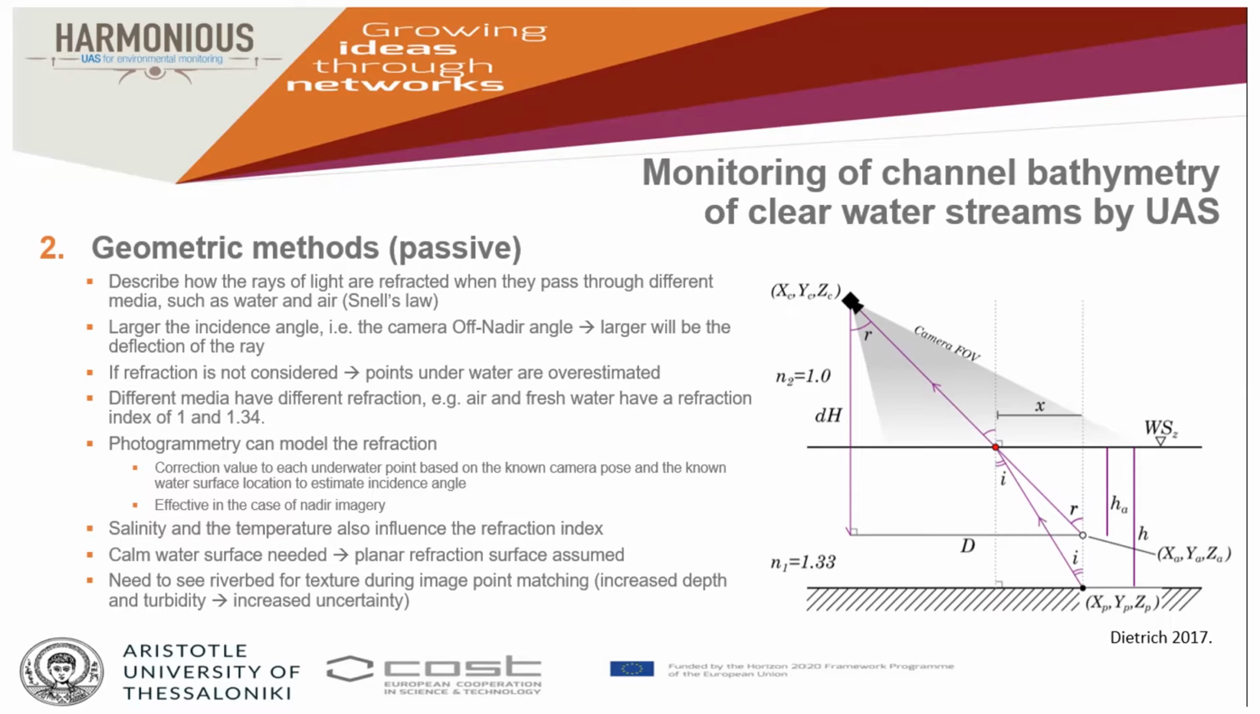And in the geometric way, based on imagery, we have to see the riverbed texture for the image point matching. So if we increase the turbidity and the sediment load, it will cause increased uncertainty. But in smaller river reaches, in smaller meandering rivers and smaller braided rivers, it can be a nice tool that cannot be done at this resolution by the traditional survey methods. Of course, it can be done by LiDAR, but it's more expensive.